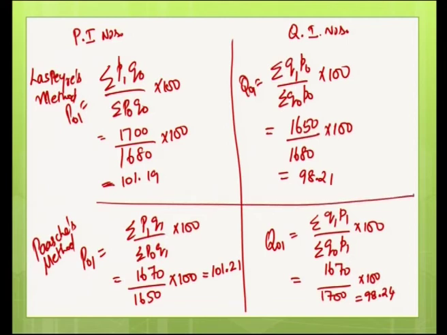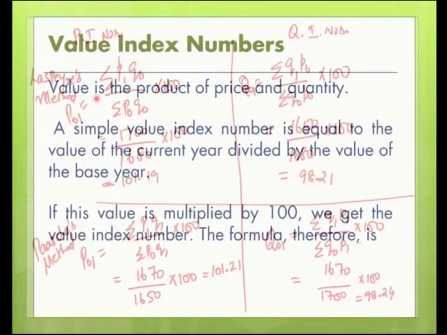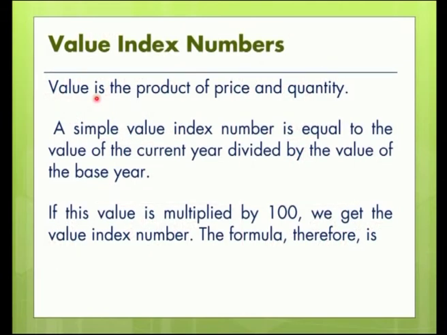So, by Laspeyres method the price index number is 101.19, whereas by Paasche's method it is 101.21. The quantity index number by Laspeyres method is 98.21, whereas by Paasche's method it is 98.24. Almost the values are nearer, only the decimal places differ. Now, after studying two types of index numbers, price index numbers and quantity index numbers, and the methods to calculate both, we next step into the next type of index number called value index number.